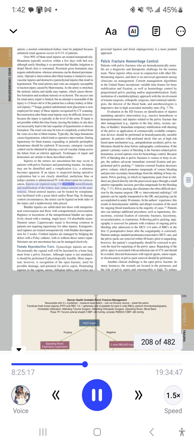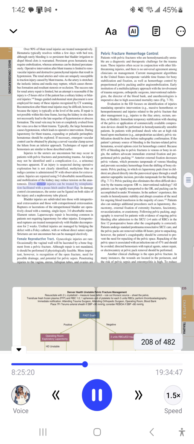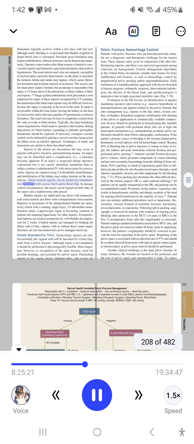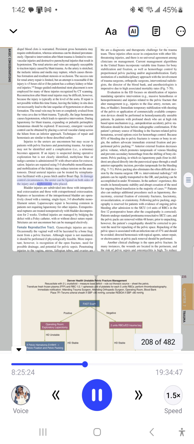Injuries are repaired using 5-0 absorbable monofilament, and mobilization of the kidney may reduce tension on the anastomosis. Distal ureteral injuries can be treated by reimplantation facilitated with a psoas hitch and/or Boari flap. In damage control circumstances, the ureter can be ligated on both sides of the injury and a nephrostomy tube placed.